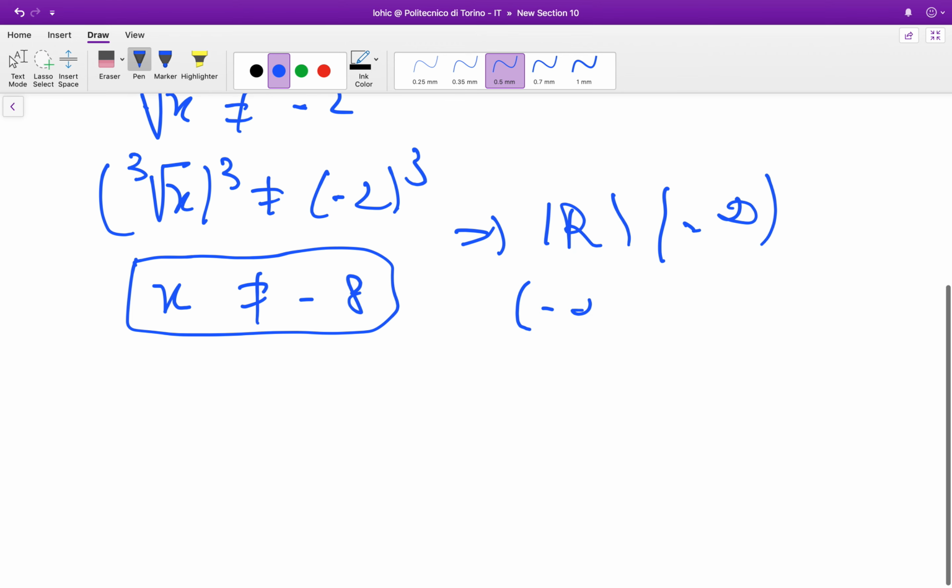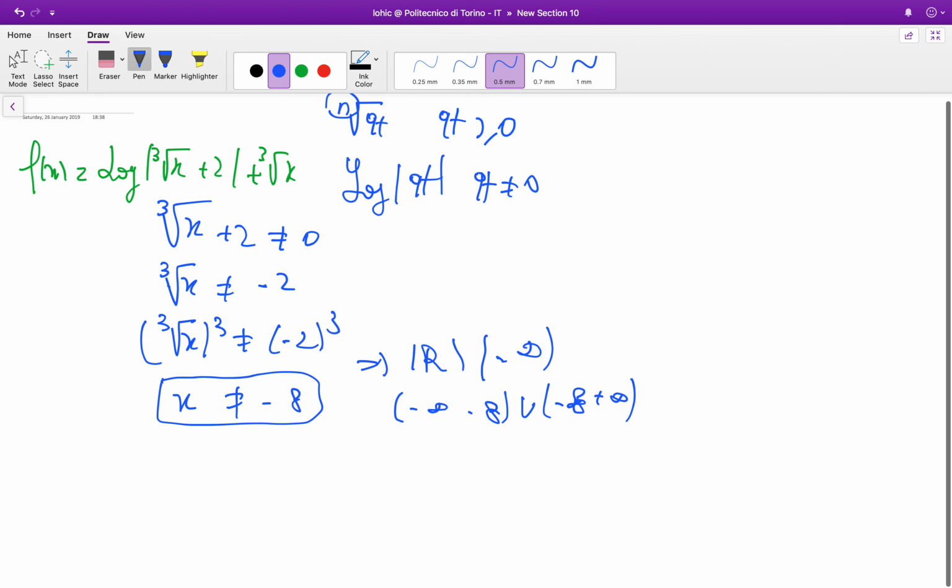Okay, so this is claiming that our domain is R except minus 8. Thus it is from minus infinity to minus 8, union minus 8 to plus infinity. Okay, nice. This is for the domain.